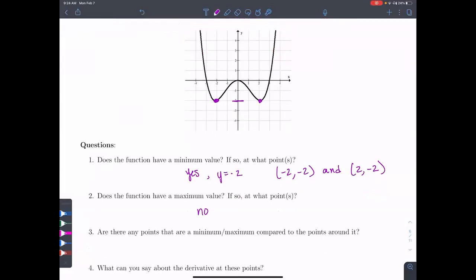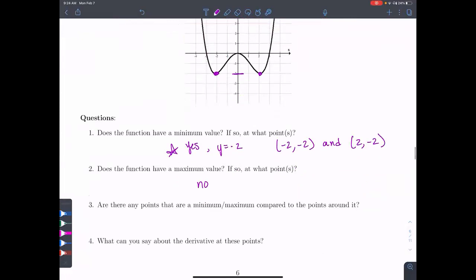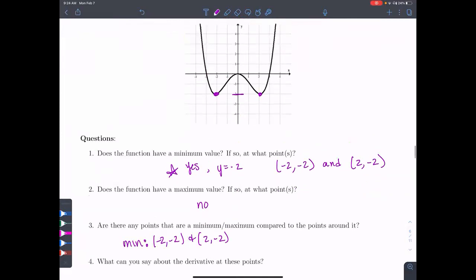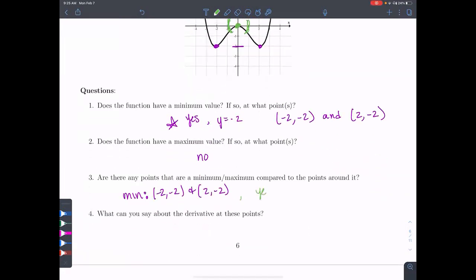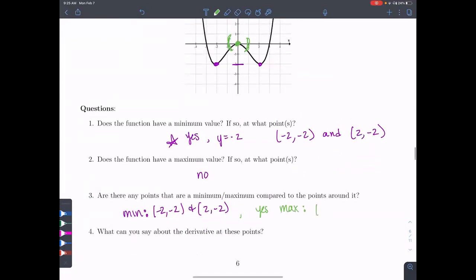Are there any points that are a minimum and maximum compared to the points around it? So these minimum ones still work there. So yeah, (-2, -2) and (2, -2). Those are min. And then there is a maximum that is a max compared to the things around it. It would be right here. It is a maximum if you just zoom in on that window or that interval, and that is a maximum there. So yes, for a maximum, at (0, 0).